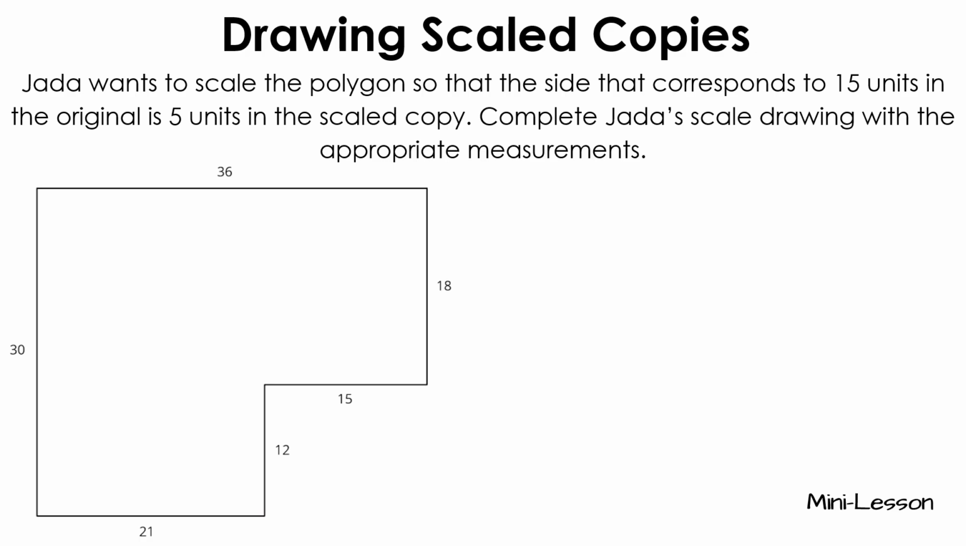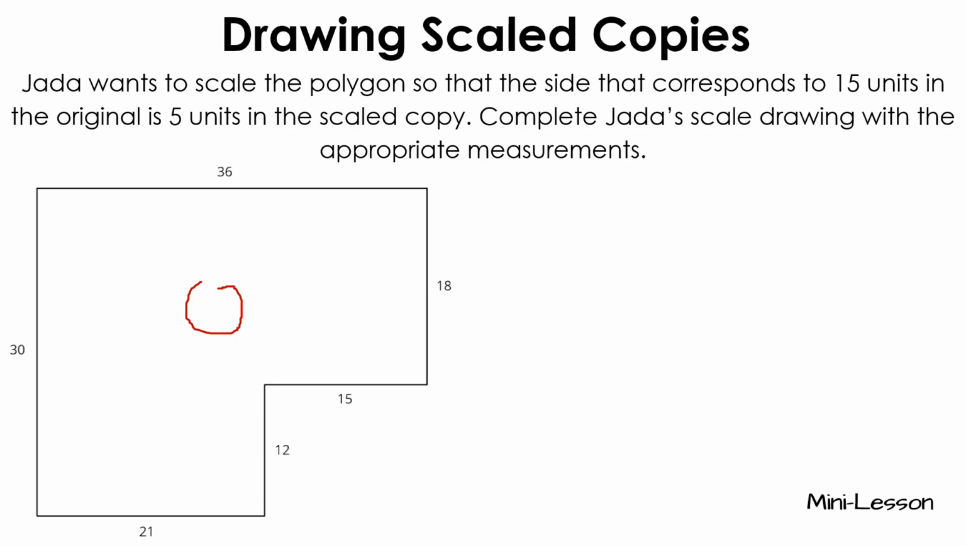Here, we're going to be drawing scale copies. Jada wants to scale the polygon so that the side that corresponds with the 15 units in the original, here is our original, is 5 units in the scale copy. We are going from a larger number to a smaller number. And we all know, because we've discussed this before, that in order to shrink, the scale factor must be smaller than 1.